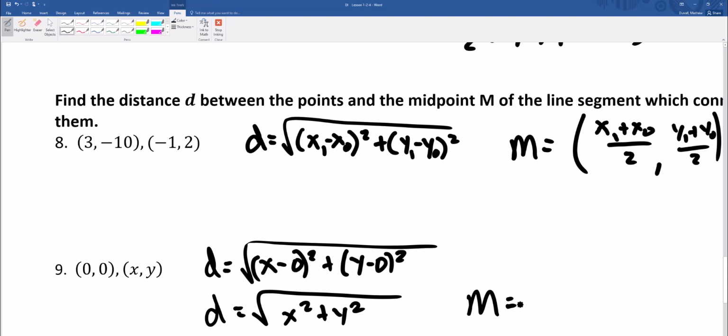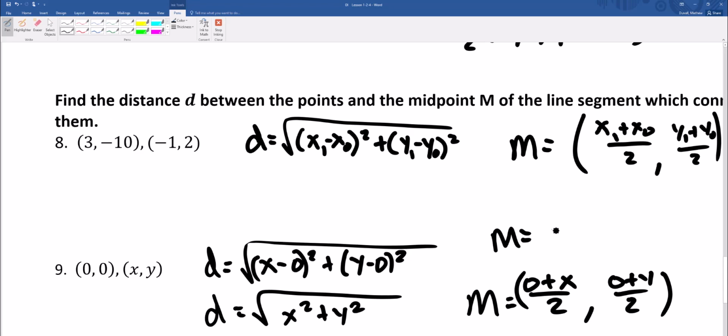The midpoint, I know you may think, oh, the square root and the squares cancel out. They do not cancel out. We'll find out more why later in this class, but I know that we think that we want to cancel them out. You cannot cancel them out. So add them together, divide by 2, add them together, divide by 2. So the midpoint is going to be x over 2, y over 2.